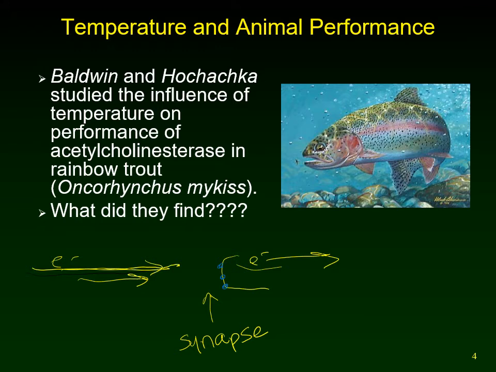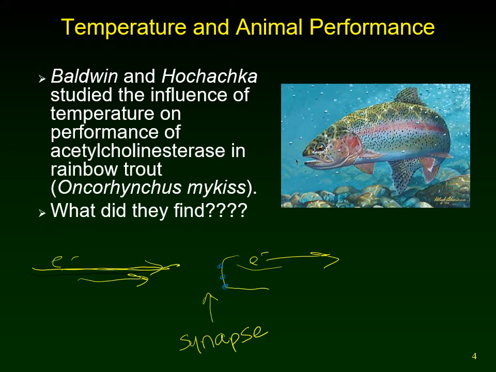So Baldwin and Hochachka in 1970 published a paper about studying the influence of temperature on the activity of acetylcholinesterase, an enzyme produced at the synapse between neurons. This enzyme promotes the breakdown of the neurotransmitter acetylcholine to acetic acid and choline, so it turns off the neurons, a process critical for proper neural function.